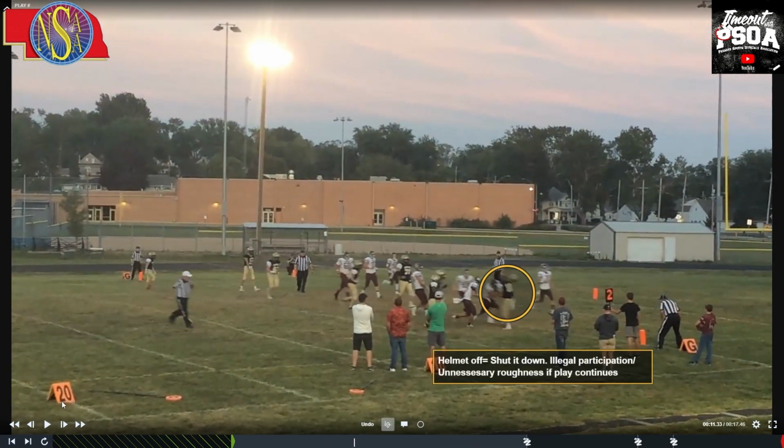Literally. Bang. Ball carrier's helmet comes completely off. We need to shut this play down right now. At this point, the ball is dead and he is short of the line to gain, which is the goal line. So it's going to be 3rd down and goal from the 1-yard line.